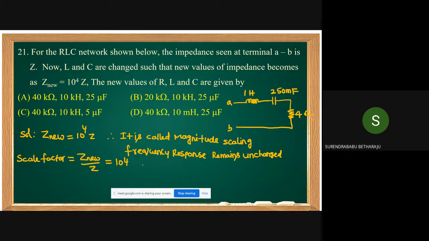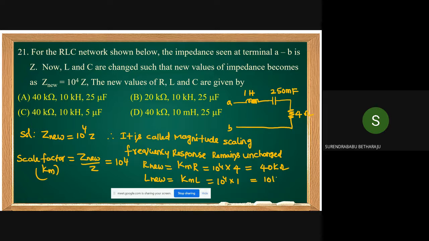Then what is the new value of resistance? The new value of resistance equals Km into R, where Km is the scaling factor. That is 10 power 4 into the actual resistance, 4 ohms, which gives 40 kilo ohms. What is L nu? L nu equals Km into L, that is 10 power 4 into 1, which is 10 kilo Henry.